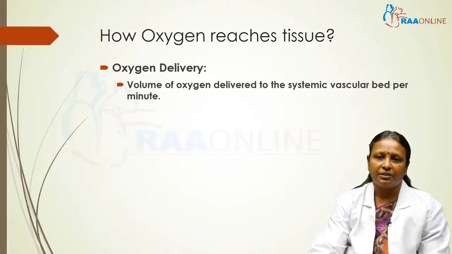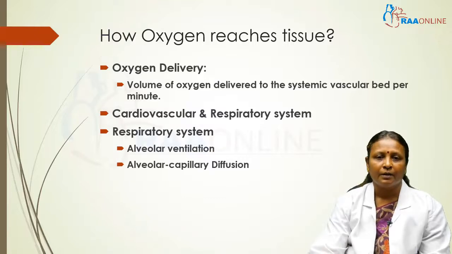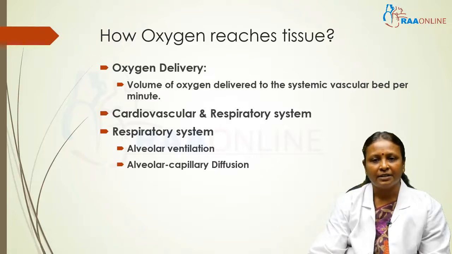How does oxygen reach the tissue? What do you mean by oxygen delivery? Oxygen delivery is the volume of oxygen delivered to the systemic vascular bed per minute. Which organs are involved in this oxygen delivery? You have the cardiovascular system and the respiratory system acting together in achieving this task.